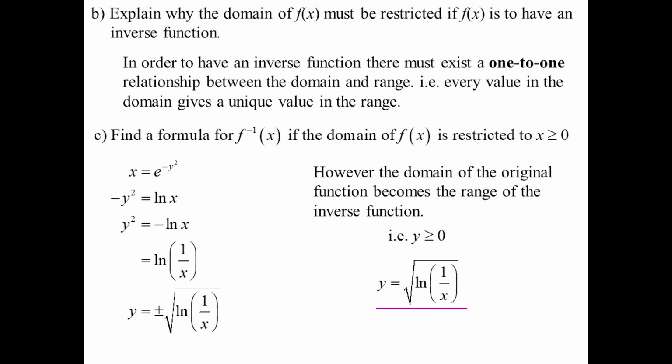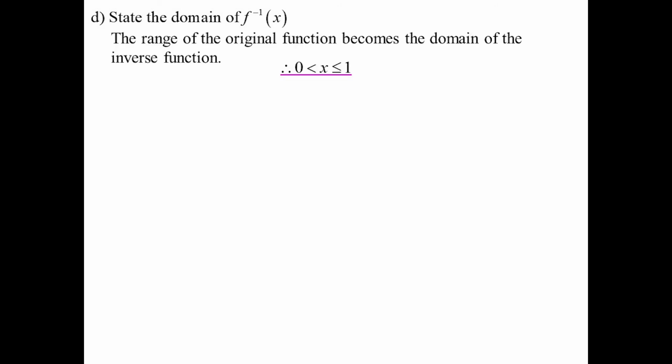So then they've asked us, well, what's the domain of the inverse function? Well, the domain of the inverse function must be the range of the original function. And they gave us a picture, and it was between 0 and 1. But it didn't include 0 because there was an asymptote, remember. So again, it swaps around, so we get 0 is less than x is less than or equal to 1.